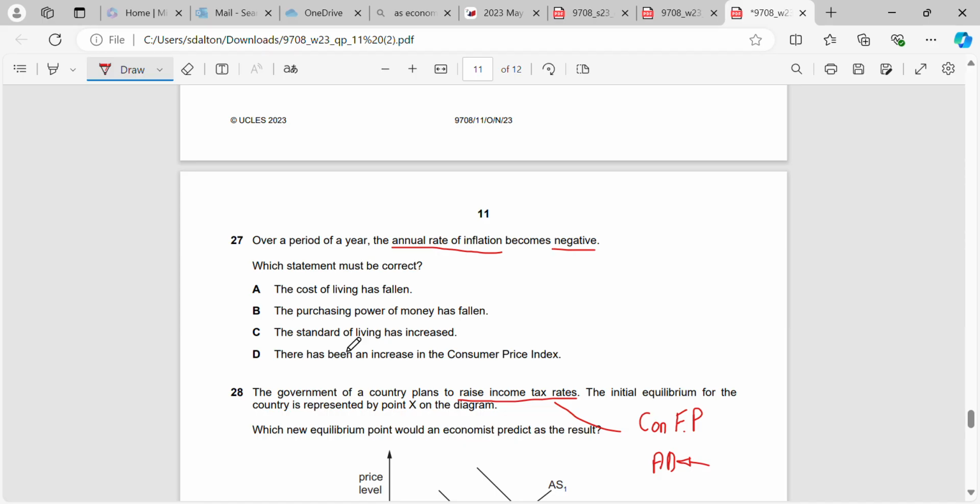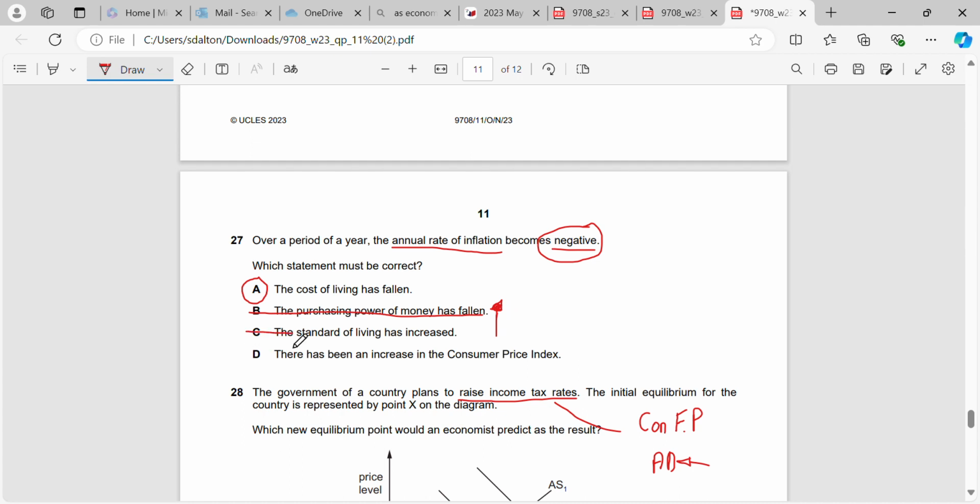Okay, so if we have the annual rate of inflation becoming negative, what we're going to have is the cost of living has gone down. Now why? If it becomes negative, what is essentially happening is that our cost of living has come down because the same amount of money that we have now is now worth more than it was last year. As it becomes negative, that creates deflation, right? So the purchasing power of money would not fall, the purchasing power of money would actually go up, which is explained by a decrease in the cost of living.